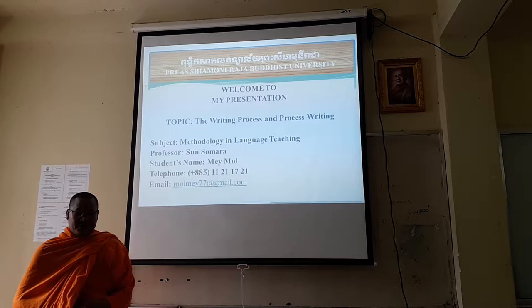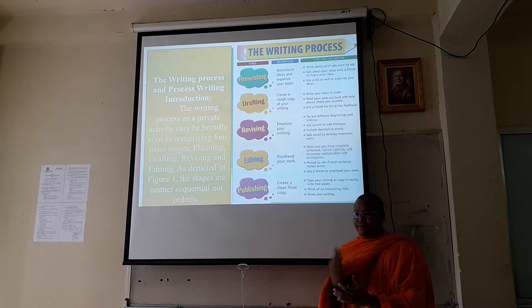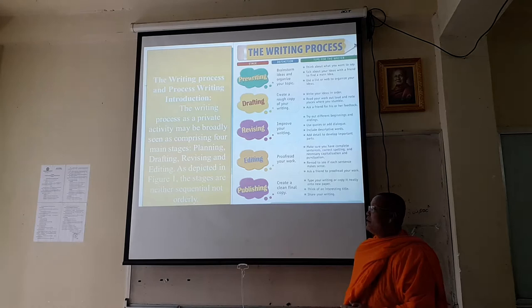What is the meaning of the writing process? The writing process has four methods. The first one is writing, then revising, editing and publishing, or what we call posting.